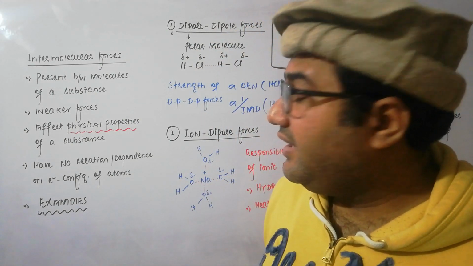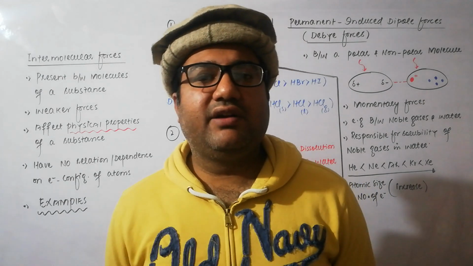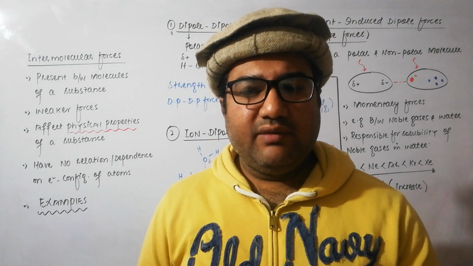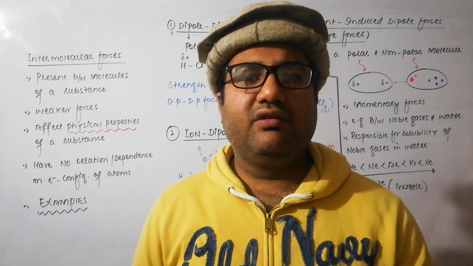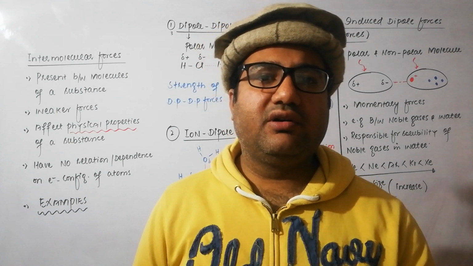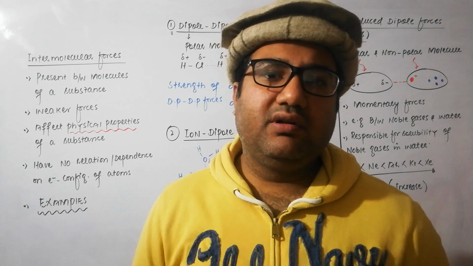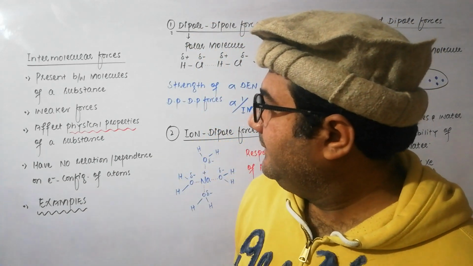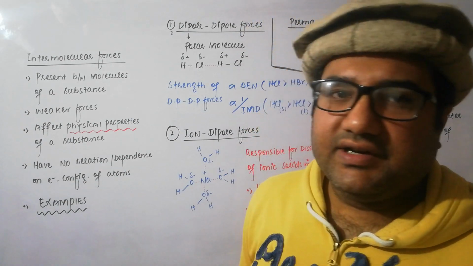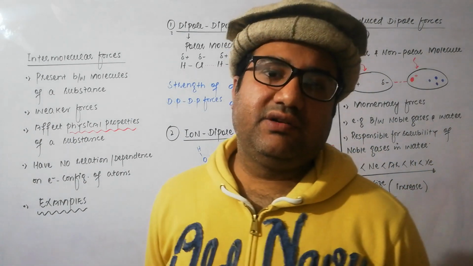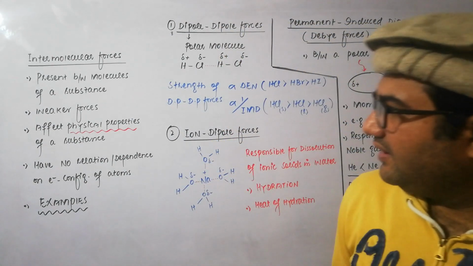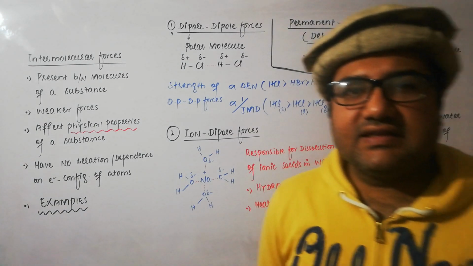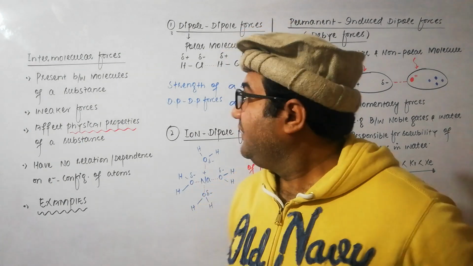They have no direct relation or dependence on the electronic configuration of the atoms. You know, ionic bond, covalent bond, they are related to the electronic configurations. They are related to the octet, duplet, but intermolecular forces do not have any relation with the electronic configuration, especially the valence shell electronic configuration of atoms. So these are the characteristics of the intermolecular forces. Now let us discuss their examples one by one.